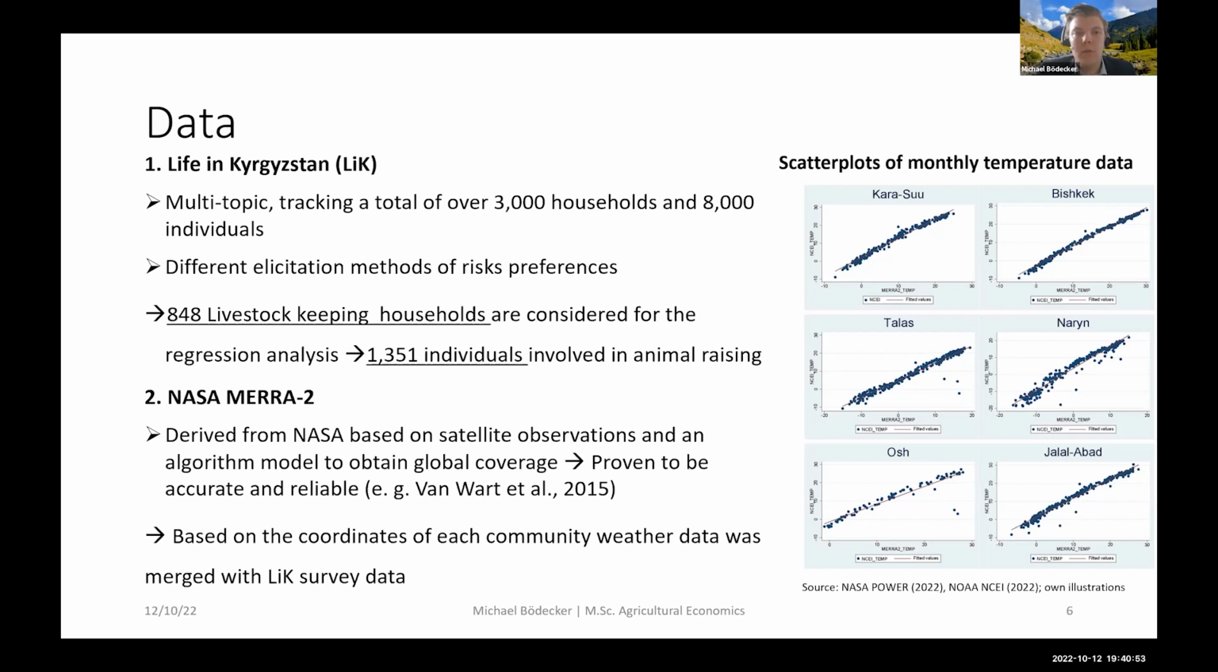This was very promising because there's global coverage, and you can use it at the community level. So that's why I used this one, and it has also proven to be very accurate, because I compared it with NOAA weather data, and it reliably shows the weather data. Based on the coordinates of each community, I merged the weather data with the LiK survey data for the community where the individual was residing.